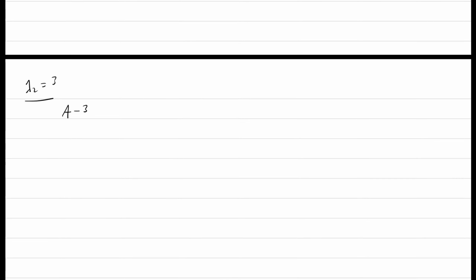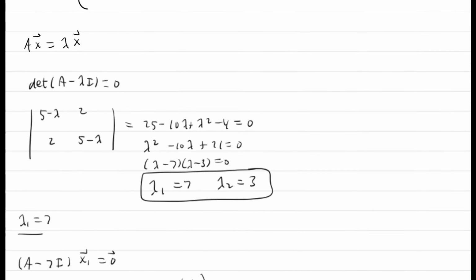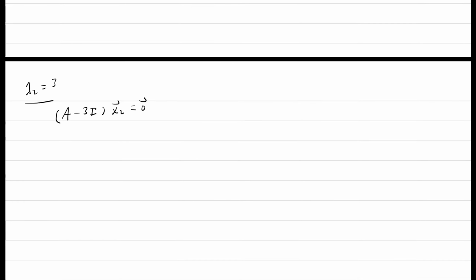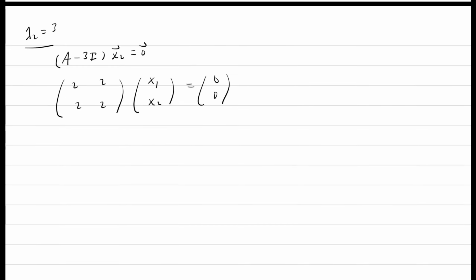A minus 3I times eigenvector 2, x2, equals the 0 vector. So now we're just going to subtract 3 across the main diagonal. So we're going to have all 2's in our original matrix. Again, I'm going to break down x2 into its individual components, and that's equal to 0 on both rows. So again, intuitively, this is a pretty friendly matrix here.